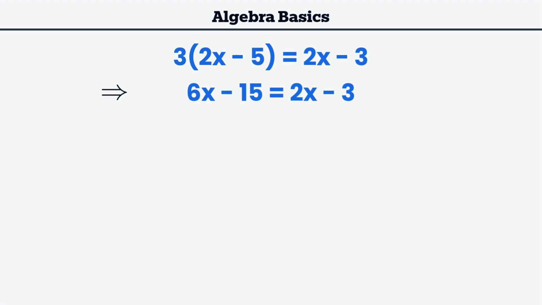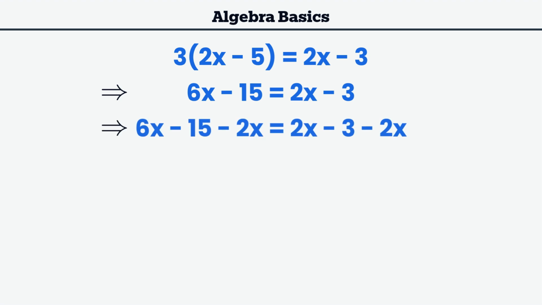Now let's get all the x's on one side. We subtract 2x from both sides. On the right, 2x minus 2x cancels out. On the left, 6x minus 2x is 4x. So now 4x minus 15 equals negative 3.